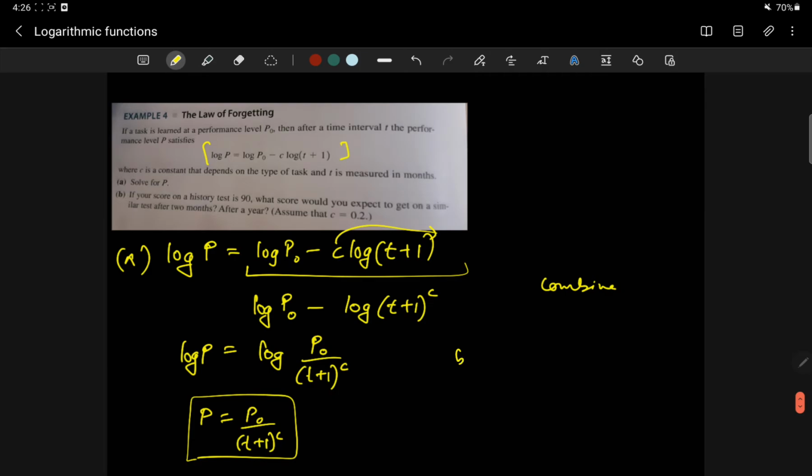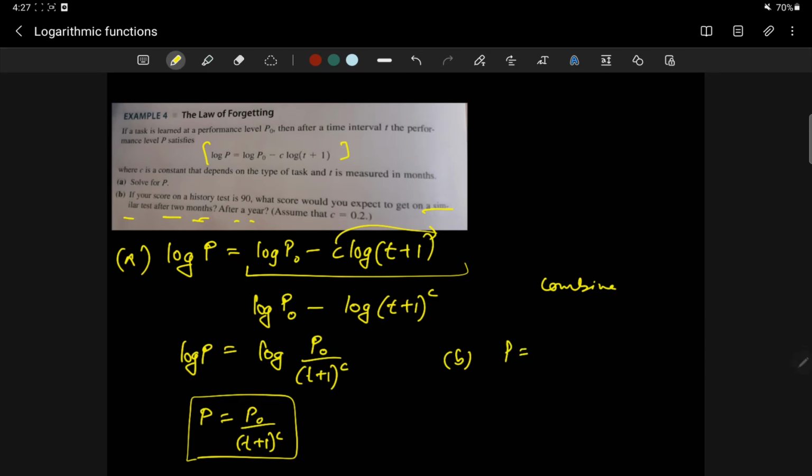Now what is part B asking you to do? Part B says, if your score on a history test is 90, what score would you expect to get on a similar test after 2 months or after a year? Assume C is 0.2. Okay, so your test score is 90. That's our performance level. However you're measuring performance, in this case we will say we are measuring the performance as the score.